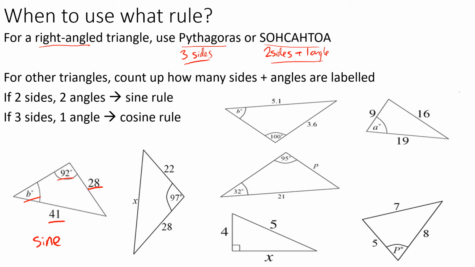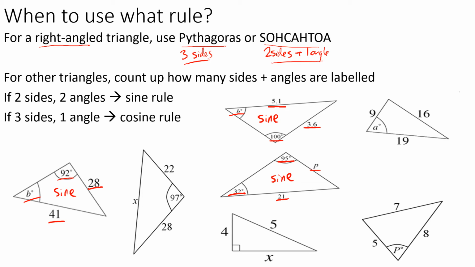Are there any other examples of the sine rule there you can see? Yeah, there's a couple, isn't there? So this one has 2 sides and 2 angles, so this would be a sine rule, where we're trying to find the angle. And is there another one? Yeah, the one directly underneath it as well. 2 angles, 2 sides. We want to use the sine rule there. What about the other ones?